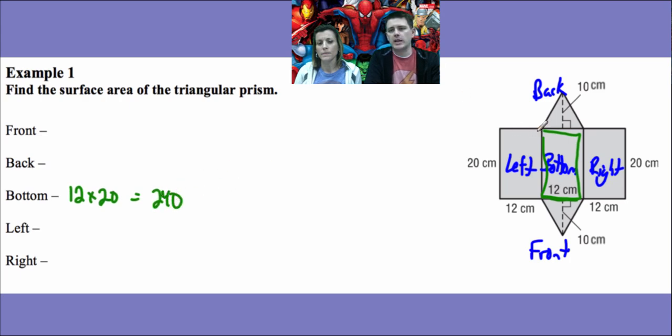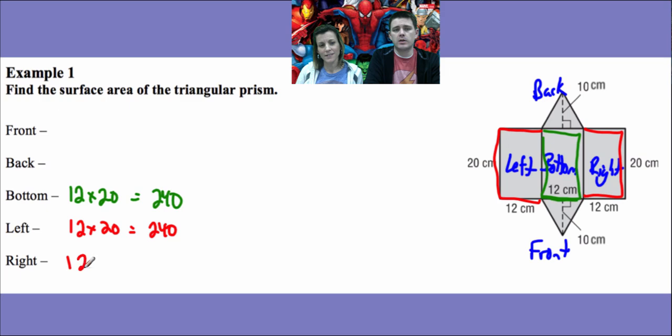Then we can go over to the left-hand side. That first one's easy with all of our rectangles being the same size. We ease them into it. So this one is a 12 by 20 again. In most of the problems we do, this is not going to work out quite as nicely. Don't take it for granted. So don't assume all the rectangles are going to be the same here. And then our right is the same, 12 by 20.